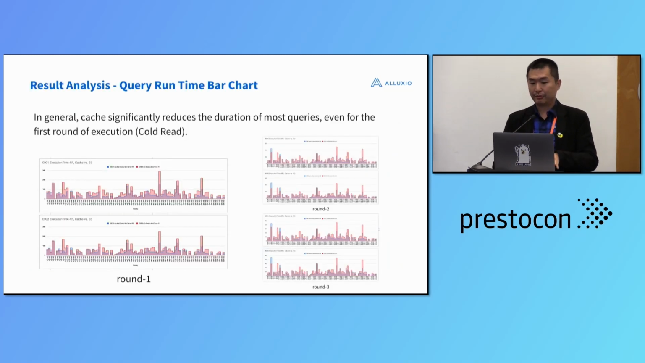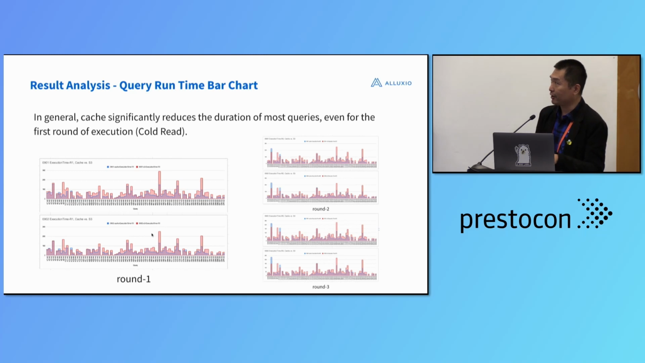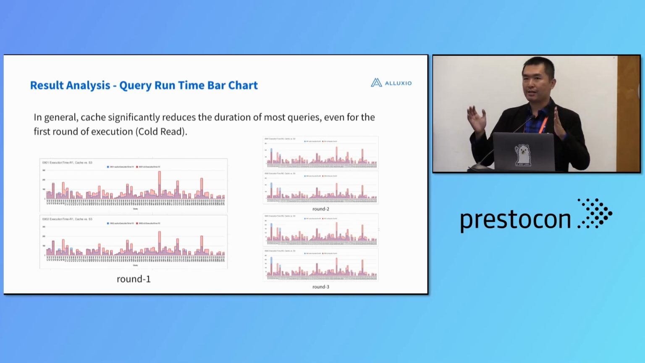Here are some results we collected in-house from TPC-DS. We can see for most TPC-DS queries, we got a very good result. Even for the first round, we are getting faster for the cold read, just because the edge can merge the tiny requests to S3 into bigger ones.